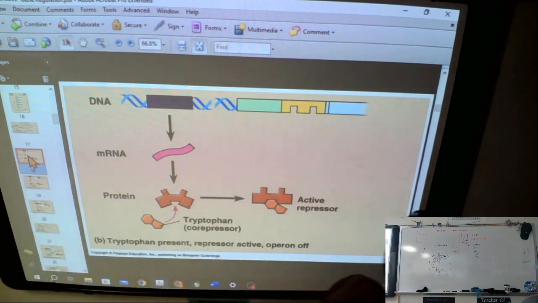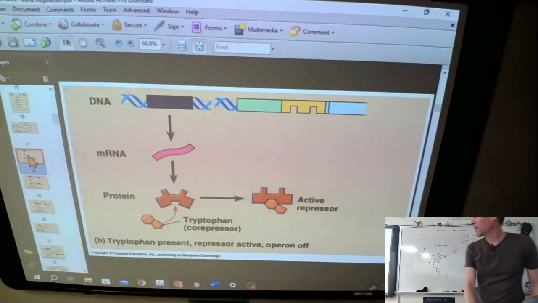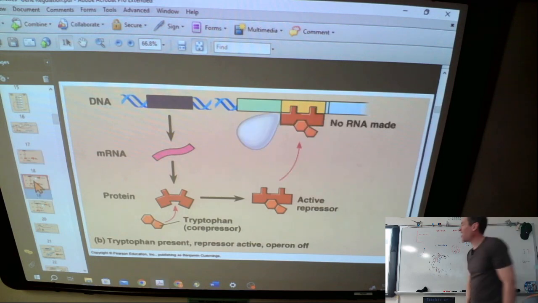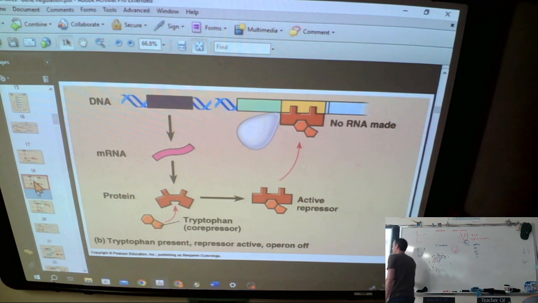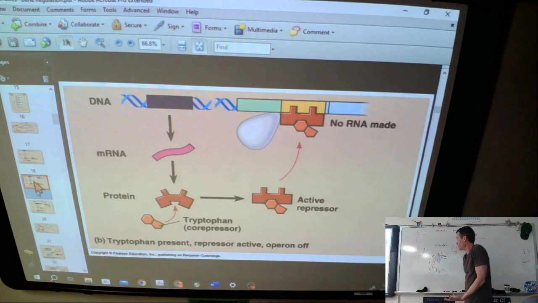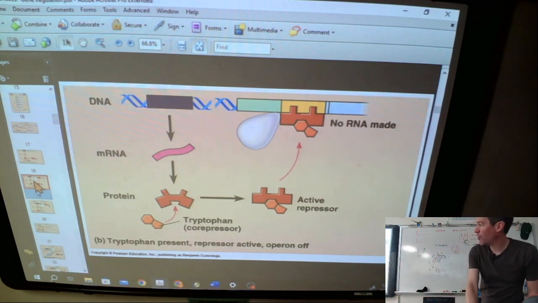So now, as long as that repressor is in there, my RNA polymerase either can't land, or if it lands, it can't get past it. But it's a slightly different kind of language from us.